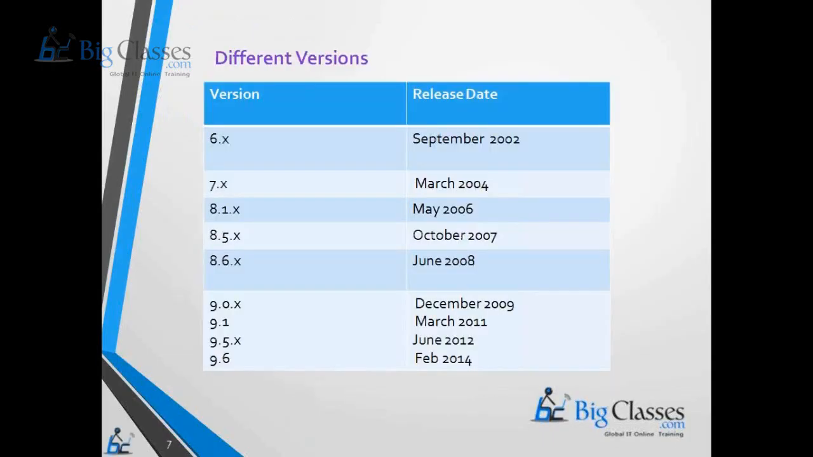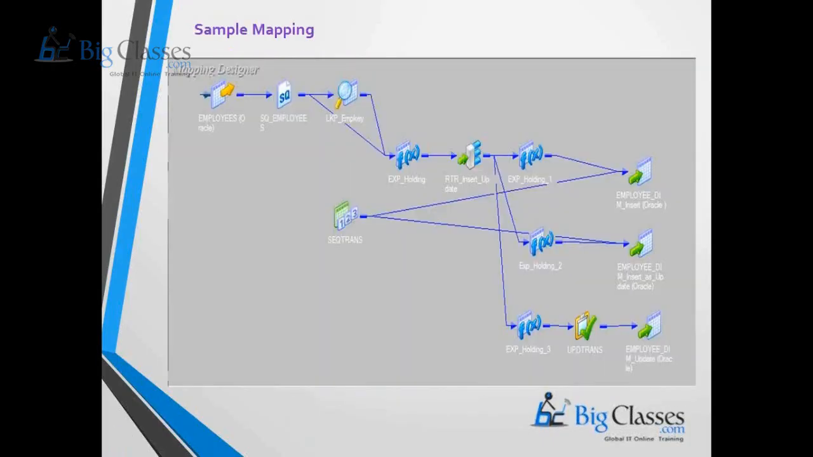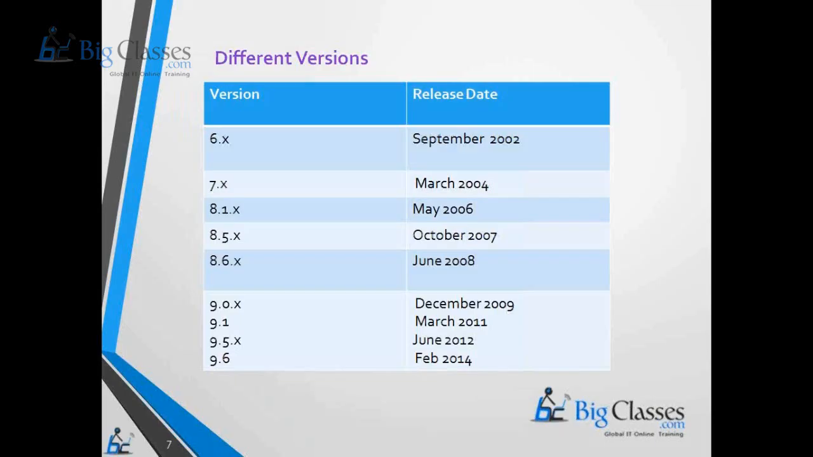All right. So we have different versions of Informatica Powercenter. You can see Informatica started with version 6, released in 2002, and we have version 7 in 2004, and version 8 released in 2006, and version 9 released in December 2009, and the latest version released is 9.6, in February 2014.